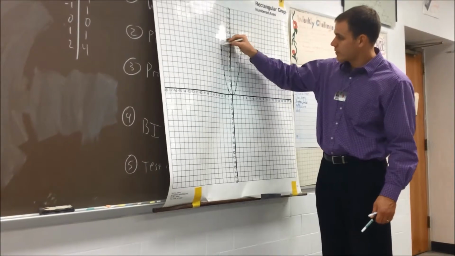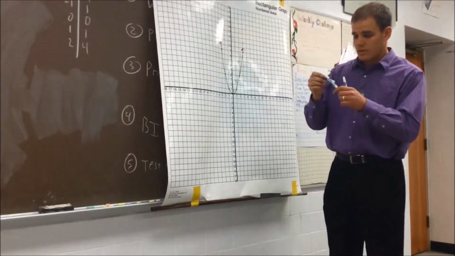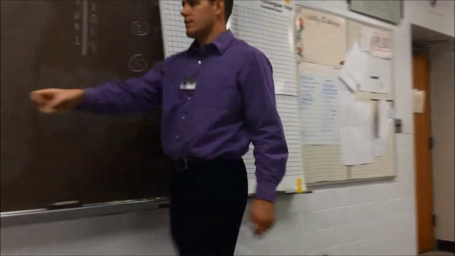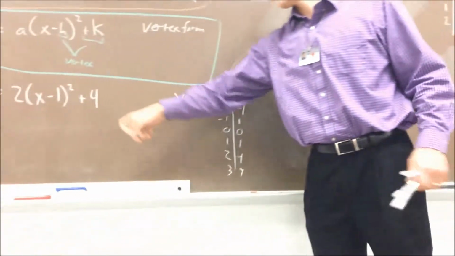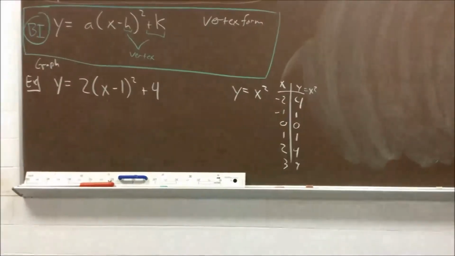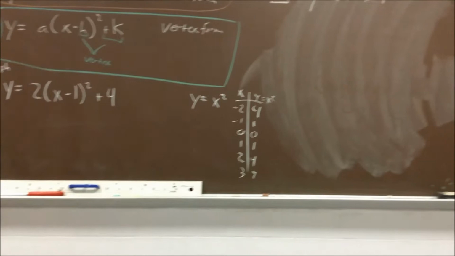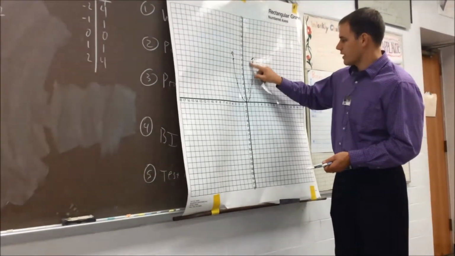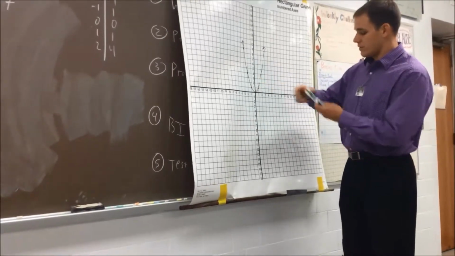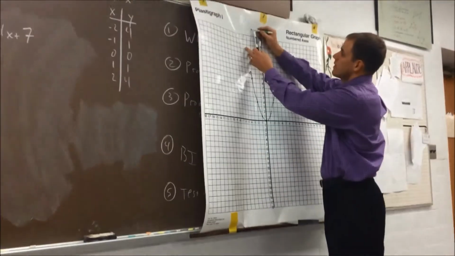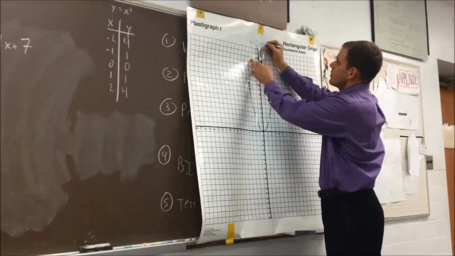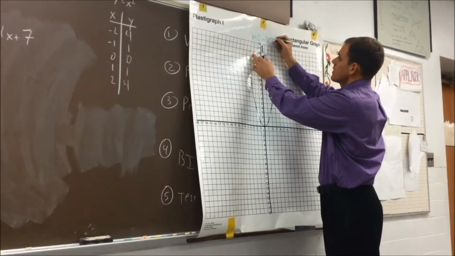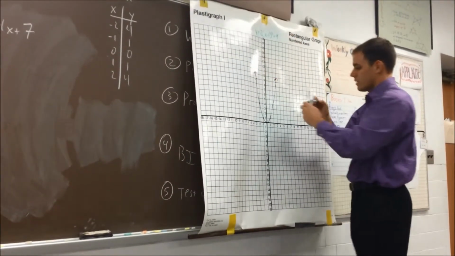So if I want to graph this parabola right here, y is equal to 2 times x minus 1 plus 4, we're just going to do it like we did the absolute values. So y is equal to 2 times x minus 1 squared plus 4.